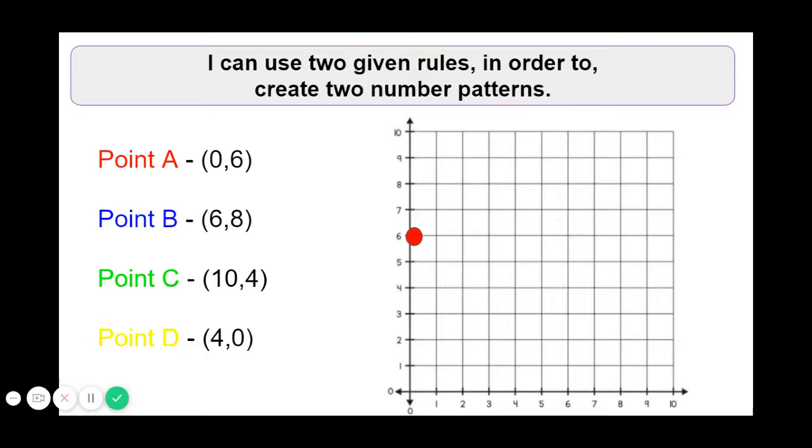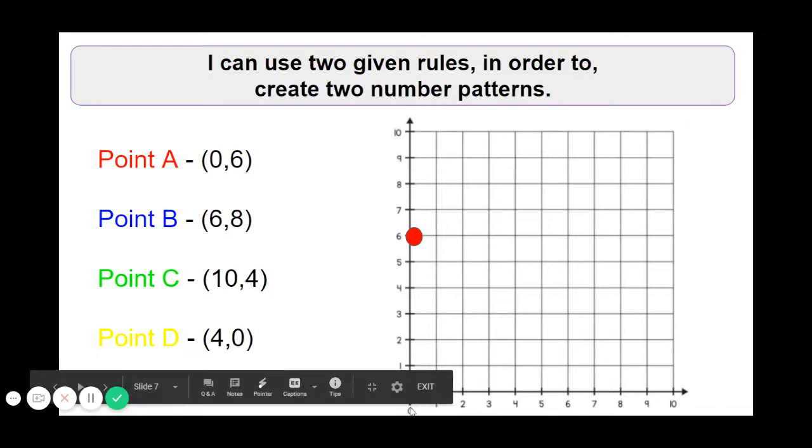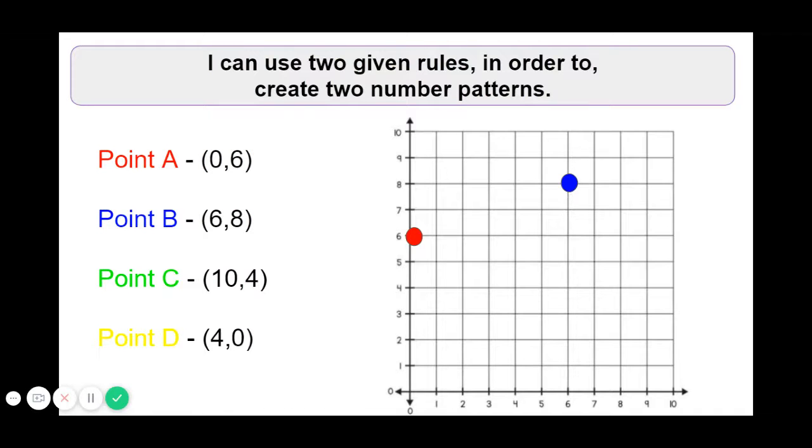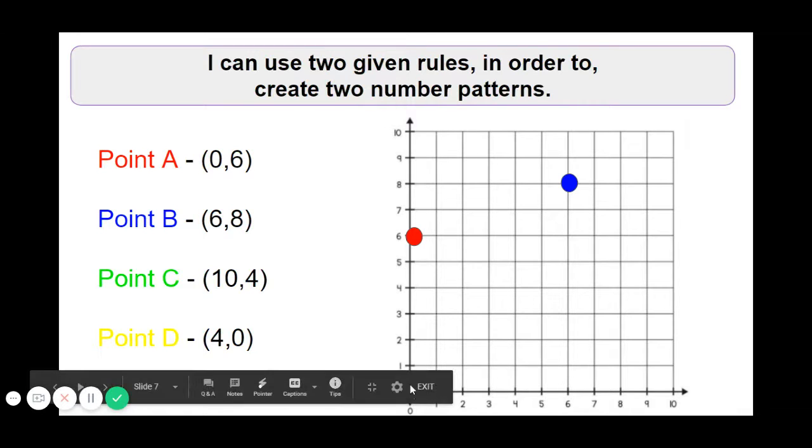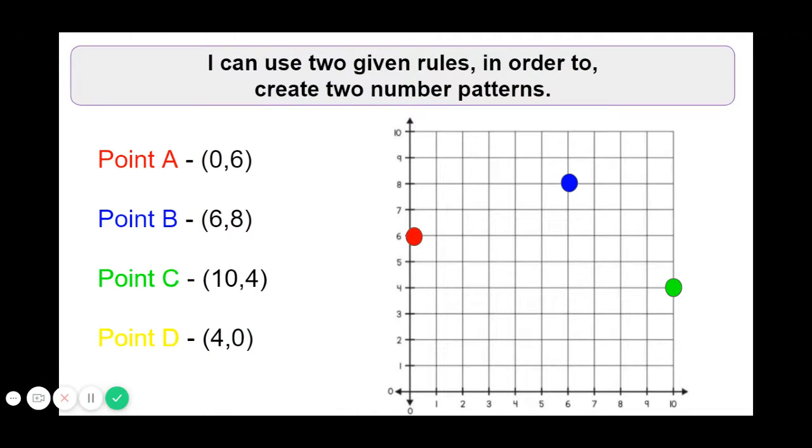Point B is at 6, 8. That means starting at the origin again, I have to walk across the x-axis to the 6 and get on the elevator and ride it up to 8. Point C is at 10, 4, meaning again I start at the origin. I have to go all the way to the right to 10 and then get on the elevator to ride up to 4.